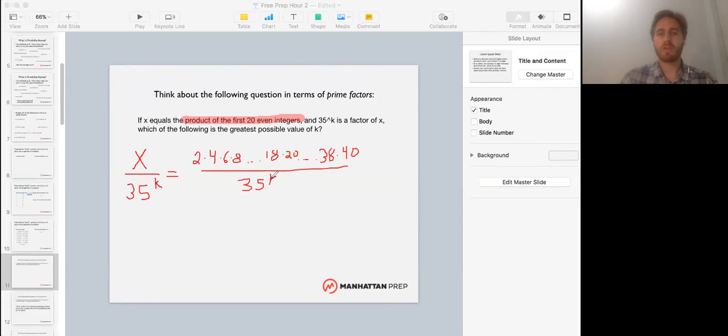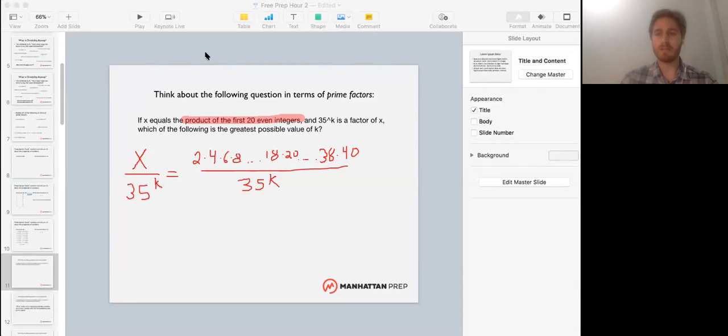Now I know that 35 to the K looks weird, and 2 times 4 times 6 times 8 times 10 times 12, etc. It looks weird. One of the GMAT's favorite games is making things look weird when the same rules apply. Everything we were doing earlier with very simple numbers is still in play. Everything. It's asking the exact same question.